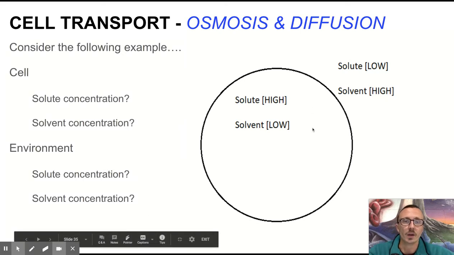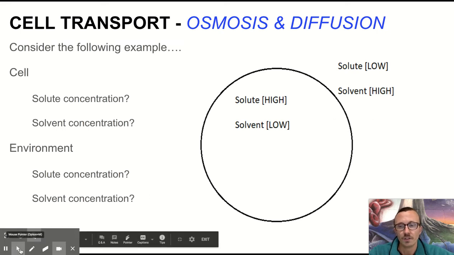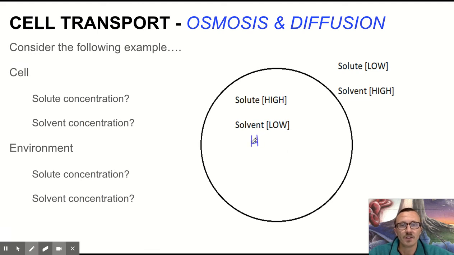Okay, so here we have a cell that has a high concentration of solute. Maybe there's lots of sugar and salt inside of the cell, and it's got a low solvent concentration when comparing it to the environment. So the first thing we need to ask ourselves is, what are these molecules going to want to do? And really, at the end of the day, you just want to figure out, okay, what is water going to do here?